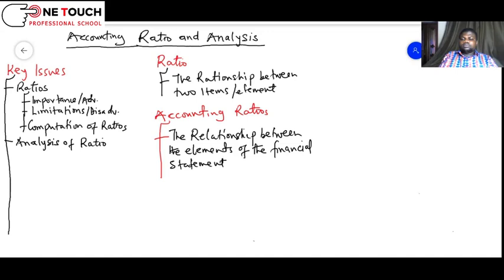So accounting ratios are used to show the relationship between the elements of the financial statement. So now the question is, what are some of the importance or the advantages of ratios?